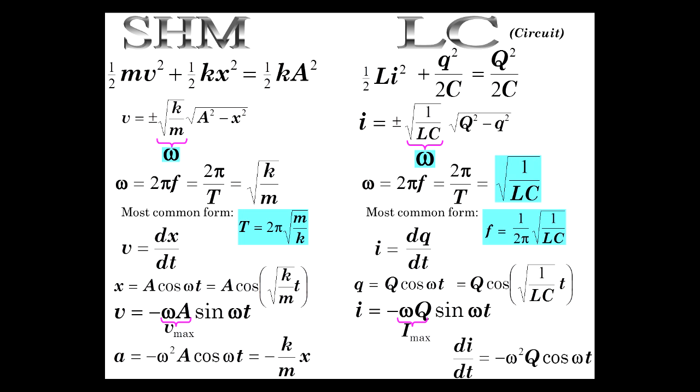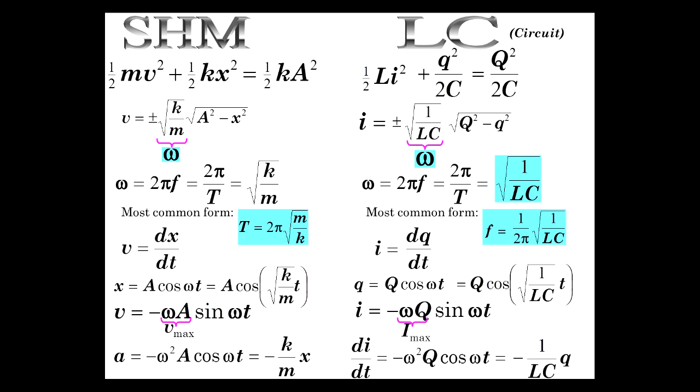Then for the acceleration, take the derivative again, and we get minus k over m times x. The derivative of i with respect to t is minus omega squared q cosine omega t, and that's minus 1 over LC times q. So there are all the connections between the regular spring-mass system SHM and the new LC circuit SHM.